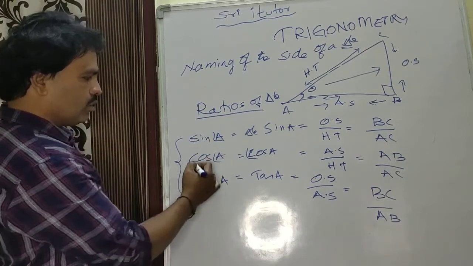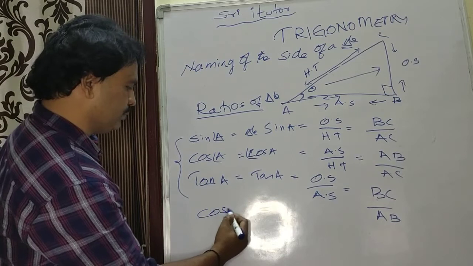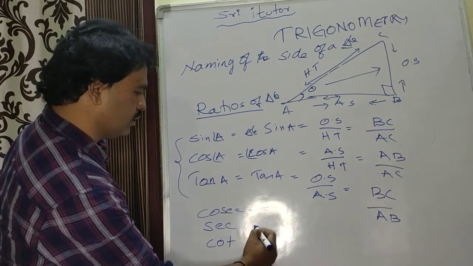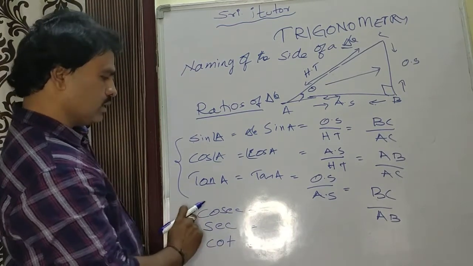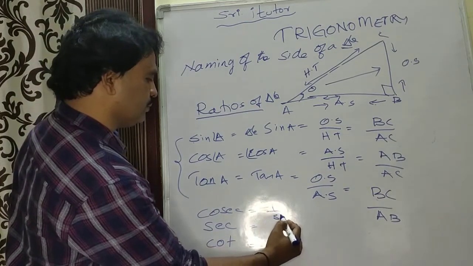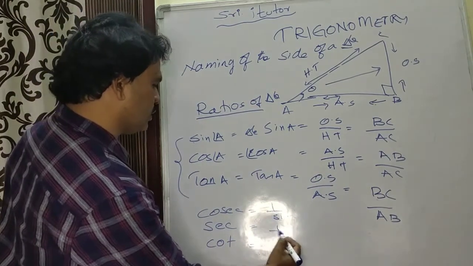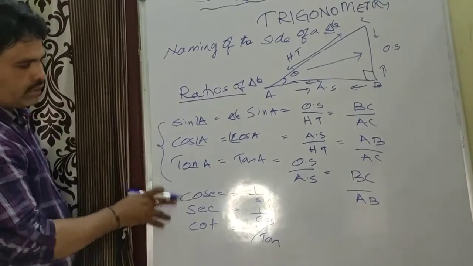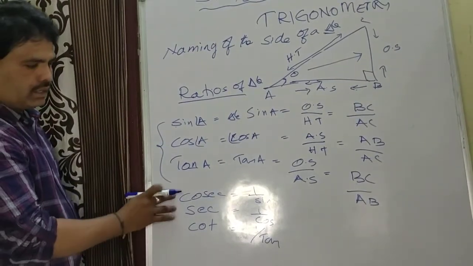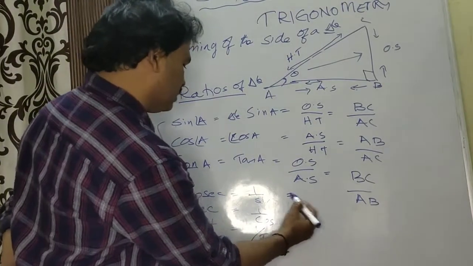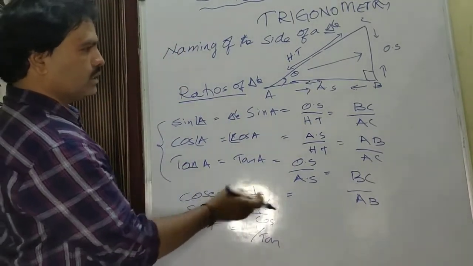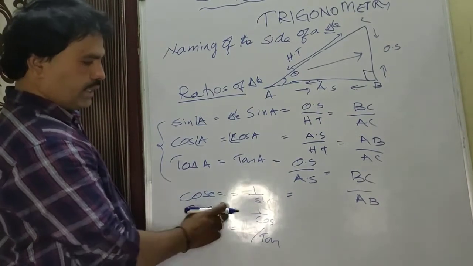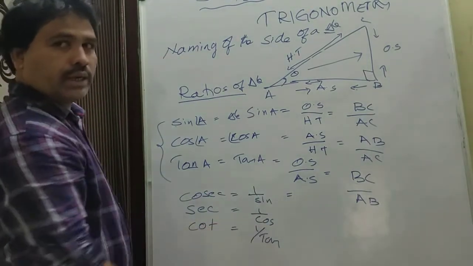For example, here sin, cos, tan. Next are cosec, sec, and cot. Cosec A means the reverse of sin. Sec means the reverse of cos. Cot means the reverse of tan. So by using the reverse of these three, we can find the remaining three ratios of a triangle. Here 1 by sin means cosec. So we can use cosec as the reverse of sin, sec as the reverse of cos, and cot as the reverse of tan.